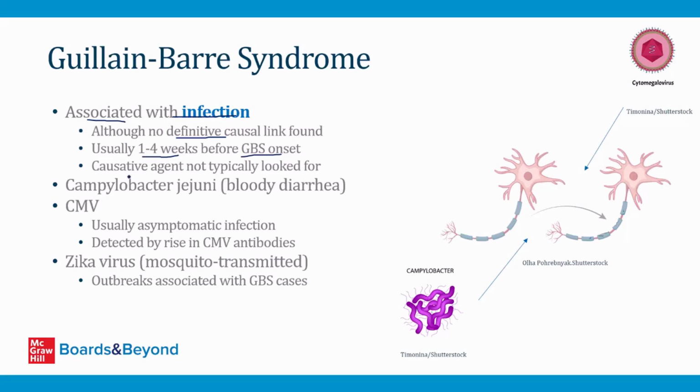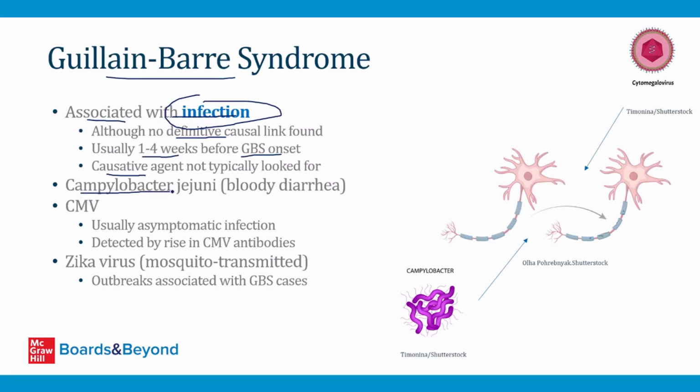This doesn't have a lot of clinical relevance. The causative agent is not typically looked for, but especially for your Step 1 exam, you want to be aware of the association between infection and Guillain-Barré syndrome. There are many different infectious agents that have been tied to this syndrome, but some of the important ones to know are, first of all, Campylobacter jejuni.